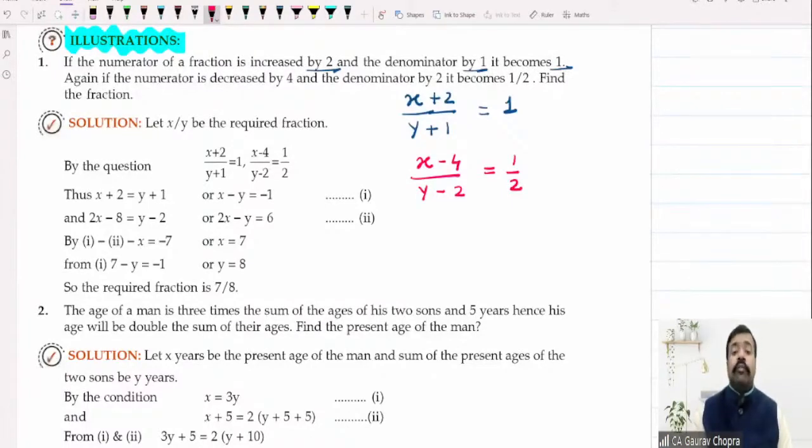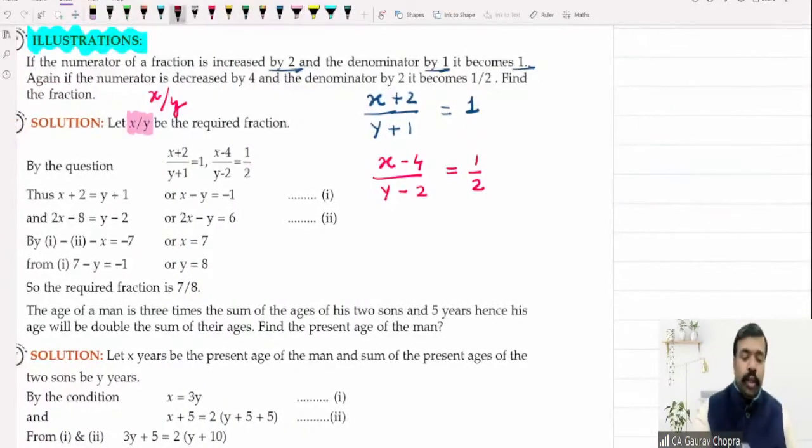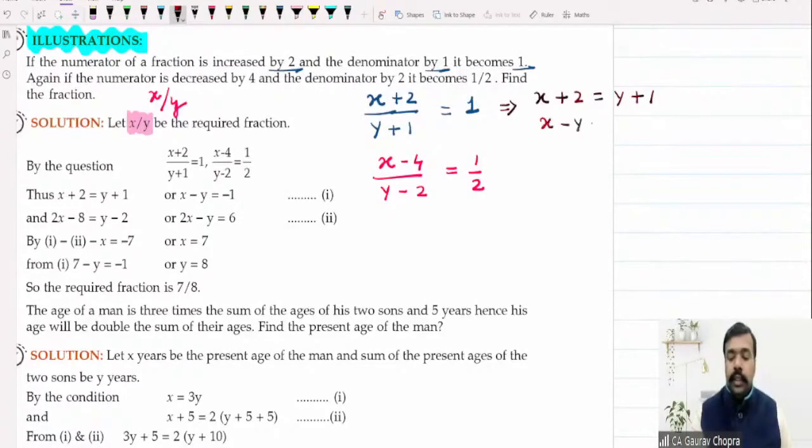Then we have to find out the fraction. That means we have to find out the value, because originally we have assumed the fraction as x by y. So we have to calculate the value of x by y. So what we can do, we can solve these two equations and get the result. So when we are talking about the first equation, we can do the cross multiplication and simplify. So x plus 2 equal to y plus 1. So it simply gives x minus y equal to minus 1. This is the equation number first.